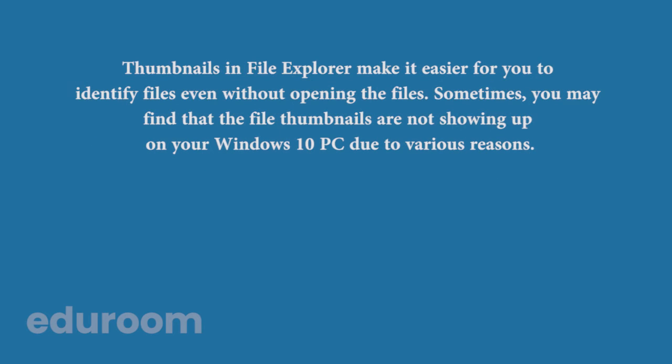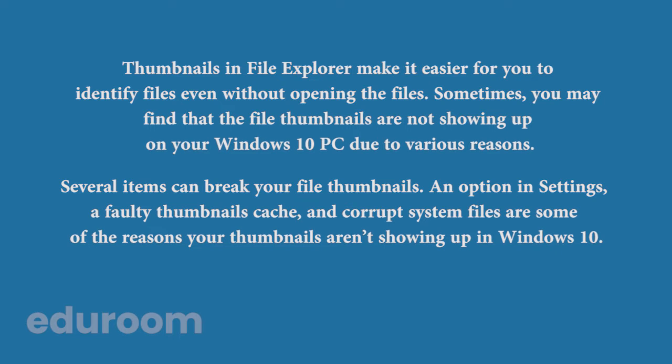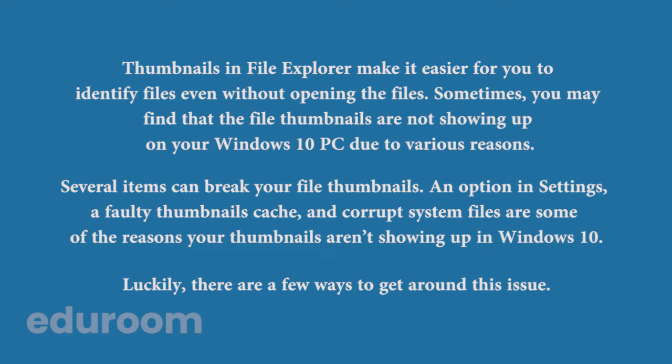Thumbnails in File Explorer make it easier for you to identify files even without opening the files. Sometimes, you may find that the file thumbnails are not showing up on your Windows 10 PC due to various reasons. Several items can break your file thumbnails. An option in settings, a faulty thumbnails cache, and corrupt system files are some of the reasons your thumbnails aren't showing up in Windows 10. Luckily, there are a few ways to get around this issue.